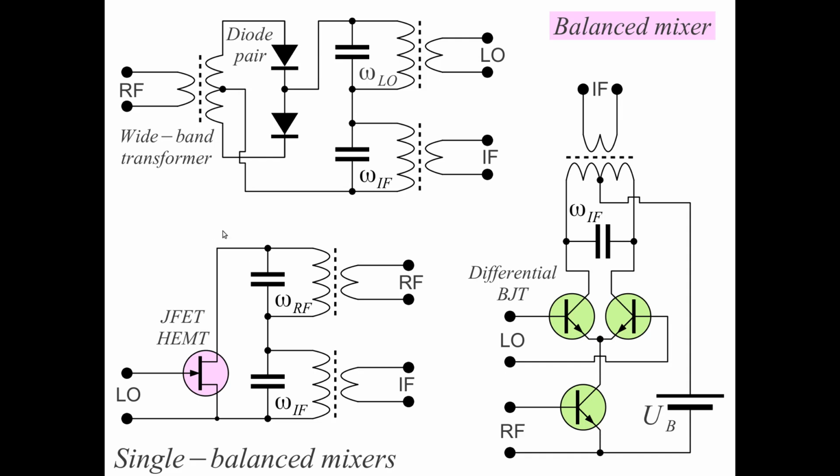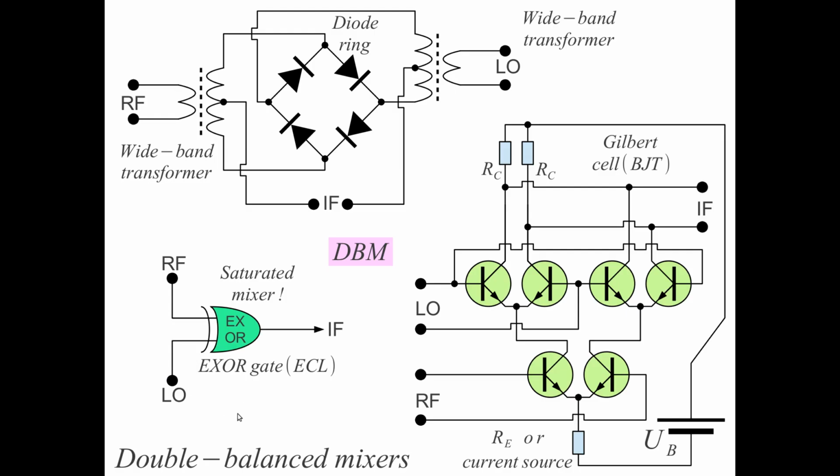So with a balanced design of a mixer, a single balanced mixer is able to suppress one of the input signals, either the RF or the LO. Of course, we can go further and use double balanced circuits, like in double balanced mixers. Here we use a diode ring, 4 diodes that are fed with opposite phases, both with the RF signal and with the local oscillator signal.